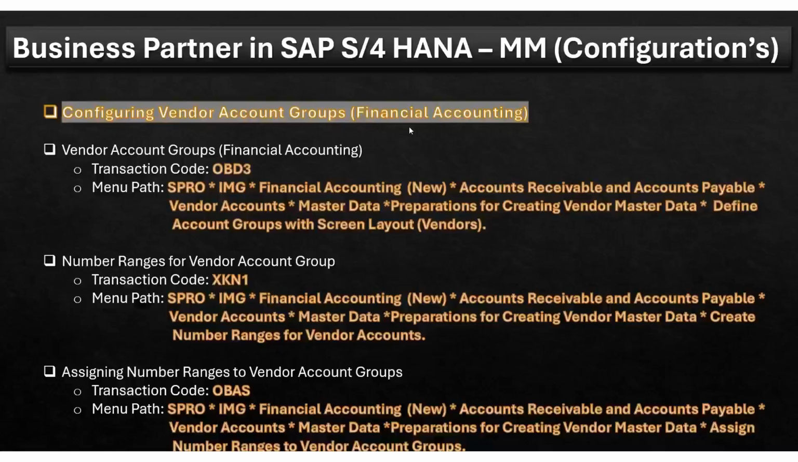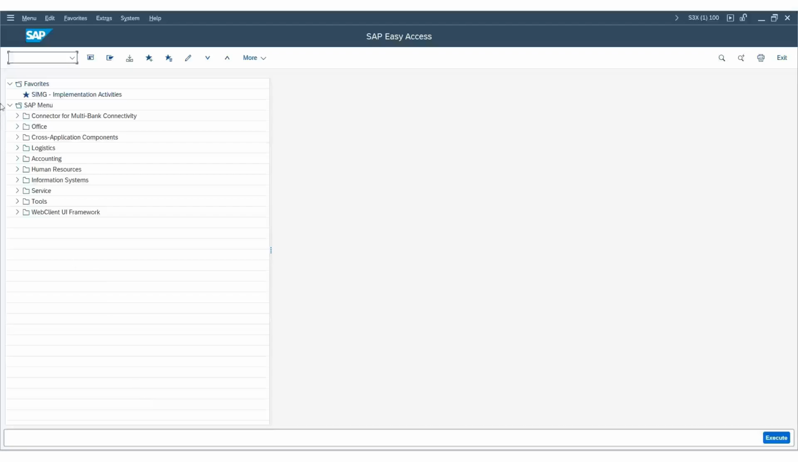To create a new vendor account group, we use the transaction code OBD3. If you want to follow the menu path, here is the menu path. Now, in order to create vendor master data, we have to do the configuration first.